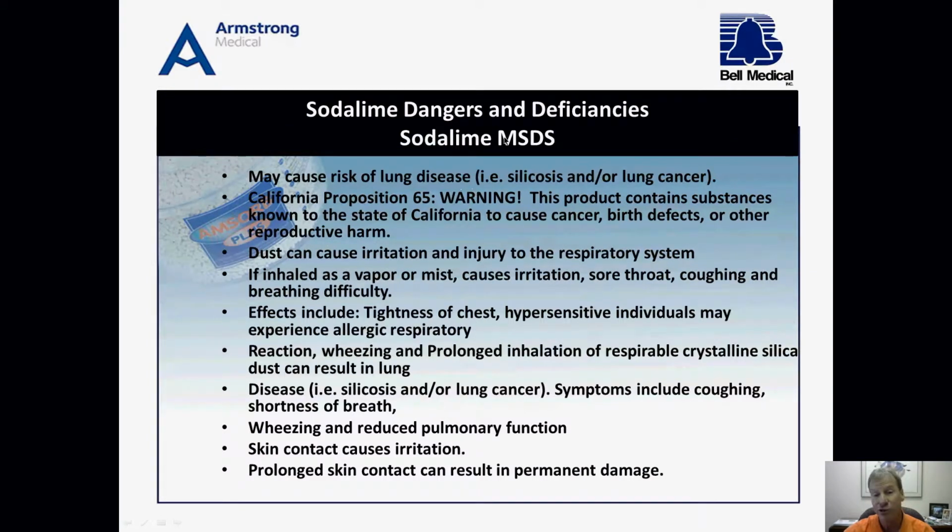So, soda lime dangers. MSDS is a material safety data sheet. We have all the safety data sheets for all the soda limes, from Medisorb to Sodasorb to whatever, everybody's, and they all indicate that they have a portion of sodium hydroxide, and if they have that, then they can produce the toxins.